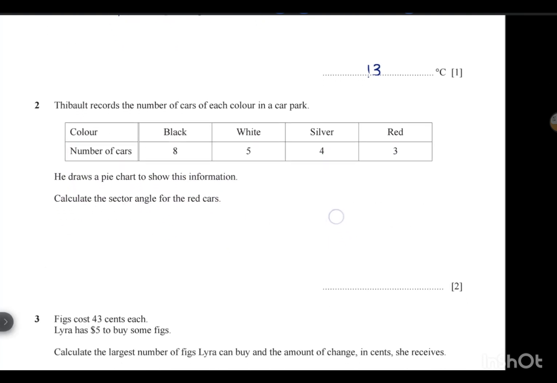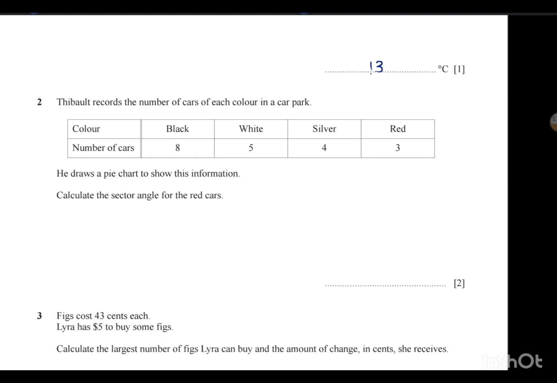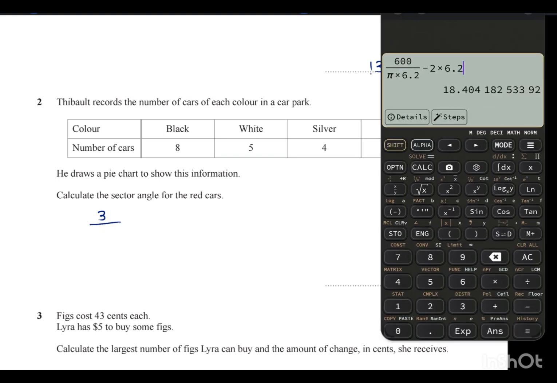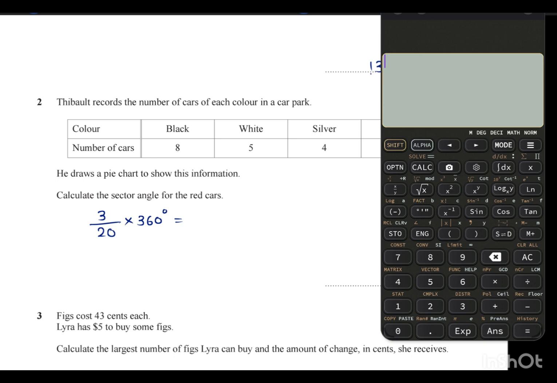So we have to just find out here the sector angle. Don't start drawing the pie chart. So sector angle, how will you find it? Take the number of red cars, and add all the numbers of cars given for the different colors. So you'll add 8 plus 5 plus 4 plus 3, which is 20 cars altogether. So 3 out of 20 are red, multiplied by 360 degrees, because in a pie chart the total angle is 360 degrees.